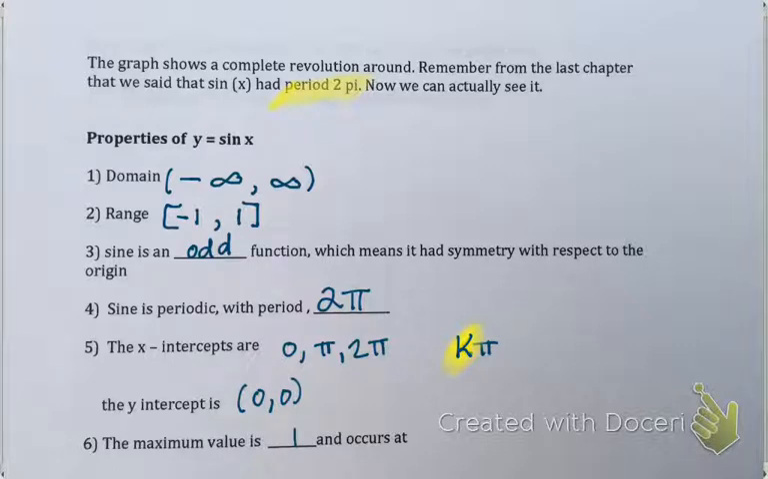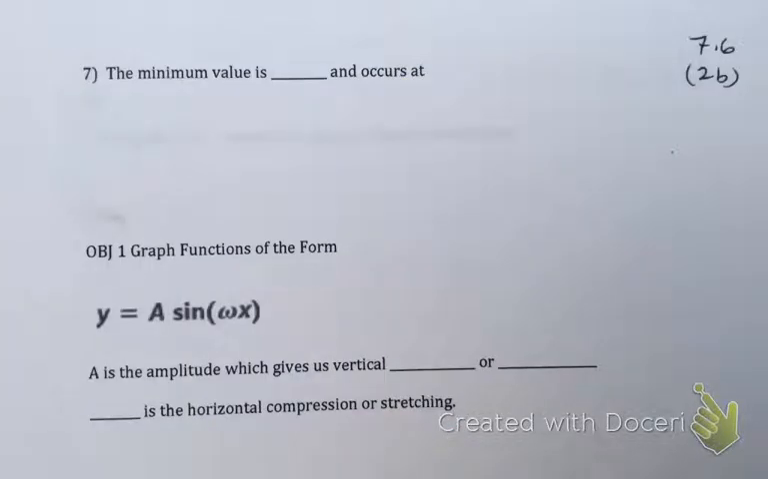The maximum means the tallest value, and where does it occur? It occurs at pi over 2. Okay, the rest of it. The minimum value, it occurs at negative 1, the lowest point on the graph, and it occurs at 3 pi over 2.